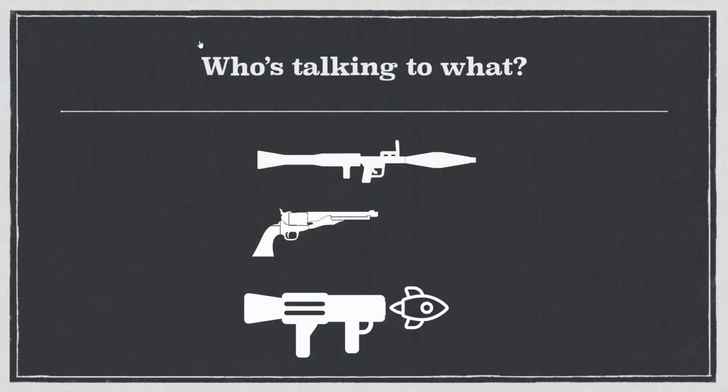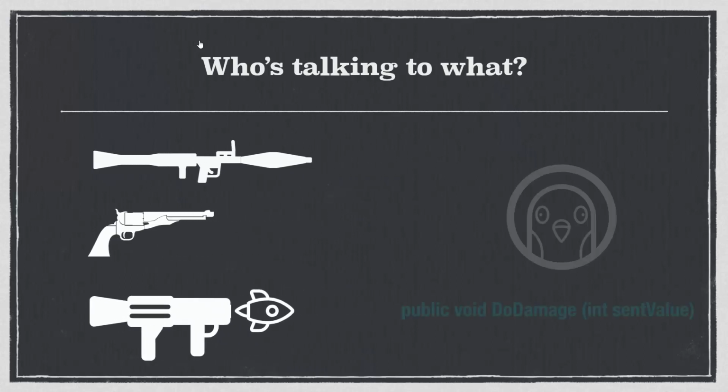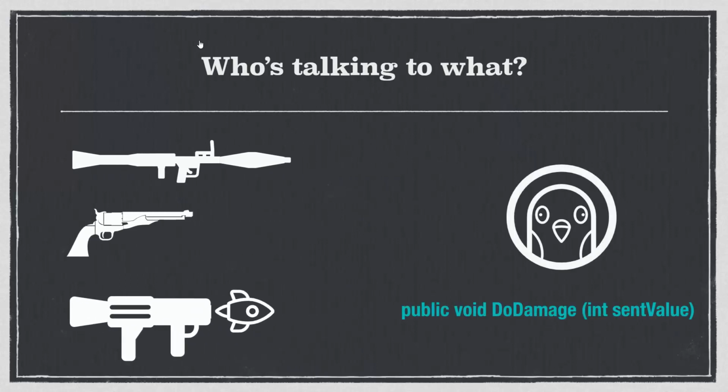So far we've got two weapons. We haven't built the pigeon-seeking missile yet. We've got the RPG that we've already constructed and the pistol that should both be functioning. And then later we're going to create the pigeon-seeking missile. It becomes important with these three weapons for us to know how they would actually be talking to the pigeon. Now remember, the pigeon has this public method called do damage that expects to receive some information, namely the sent value. And so we need to make sure that we know who actually calls out that do damage method.